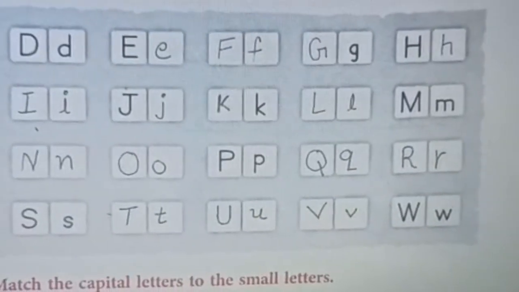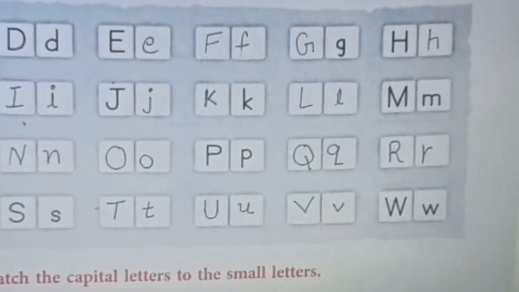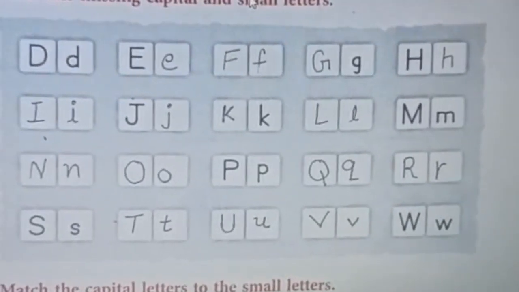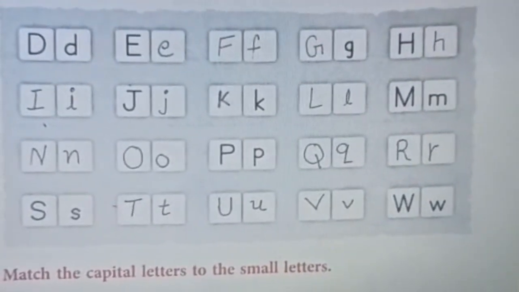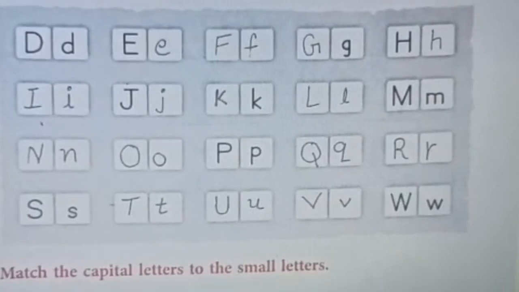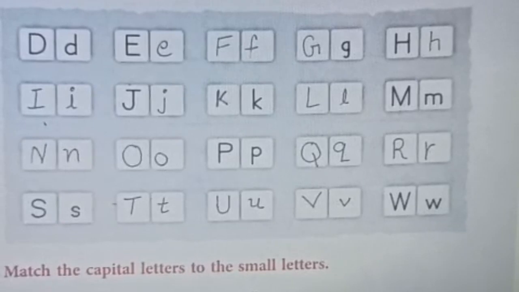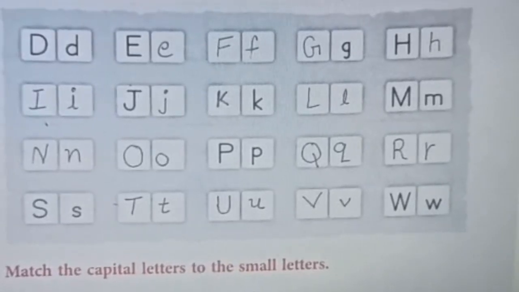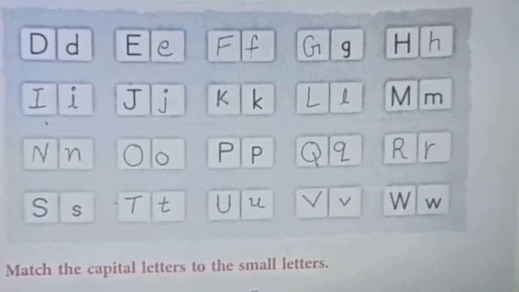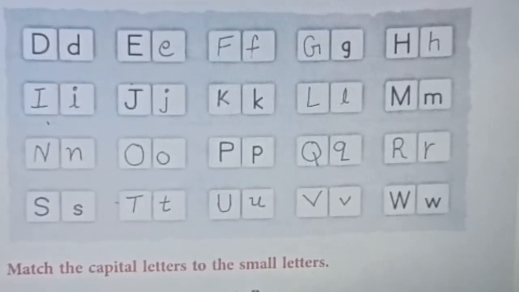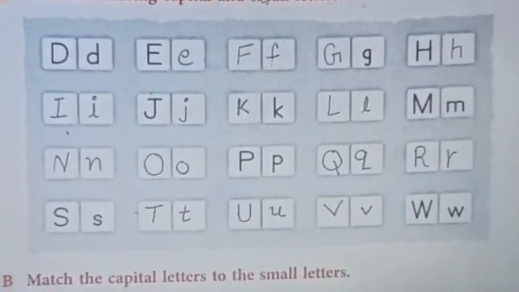Now here on to the next page. Write the missing capital and small letters. Here first one is done for you, that is capital D and small d. And second, capital E is given, so we will write small e. Then capital F, small f. Capital G, small g. Capital H, small h. Capital I, capital J, small j, and so on.